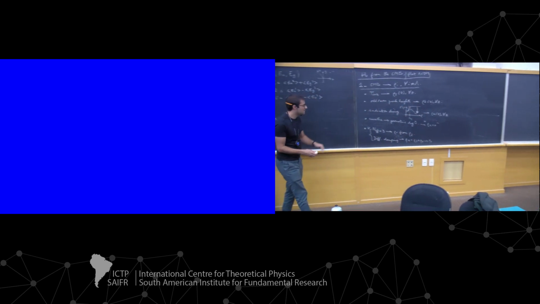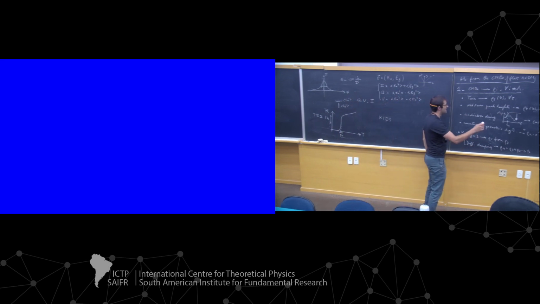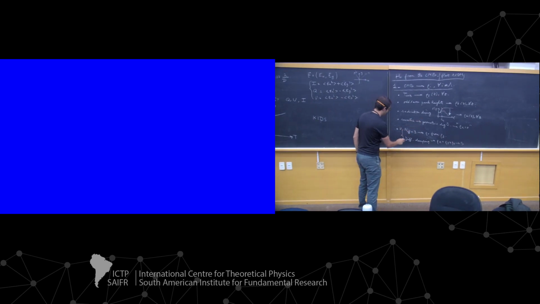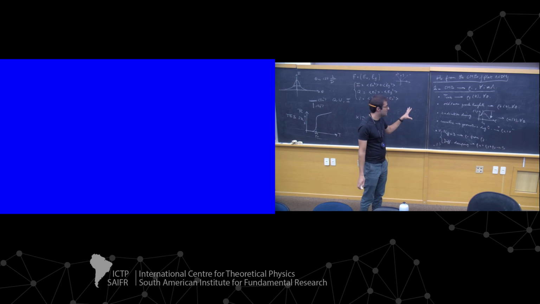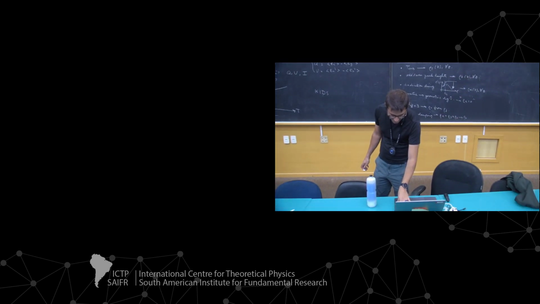Okay, are these all the components in the universe, or is there still one more that I haven't listed? Dark energy, yes. And so what about dark energy? At this point, we have basically inferred the energy density in all the components in the universe, except for dark energy. And so what can we do with this?